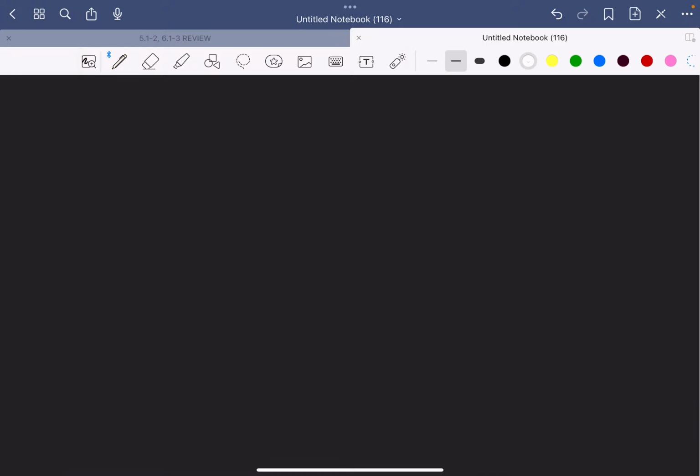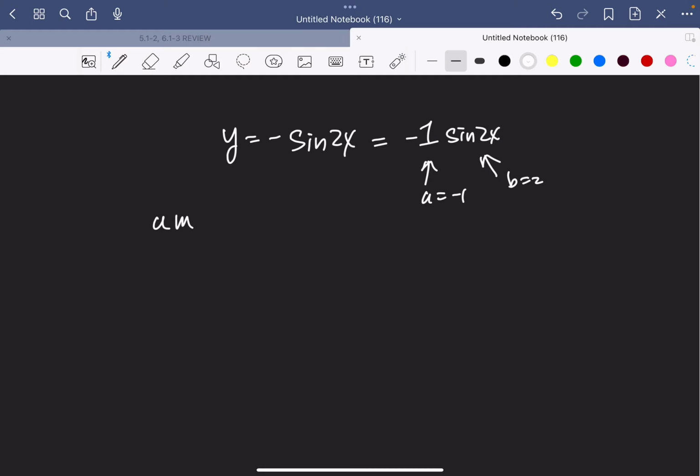Now, okay, so we did 5, 10, 15. Now we need 20. It just says find the amplitude and the period, then sketch. So if y is equal to negative sine of 2x, let's find the amplitude. Well, first I'm going to write it as -1 sine of 2x, because I think it's clear now that a is -1, b is 2, h is 0, and k is also 0. So the amplitude, absolute value of a, absolute value of -1, is 1.